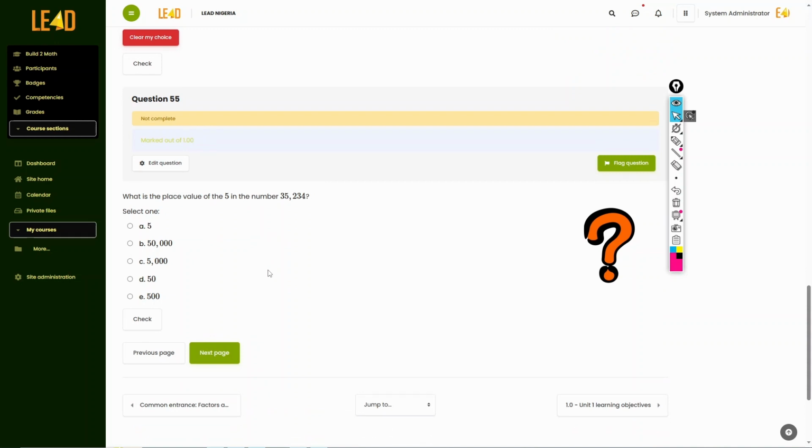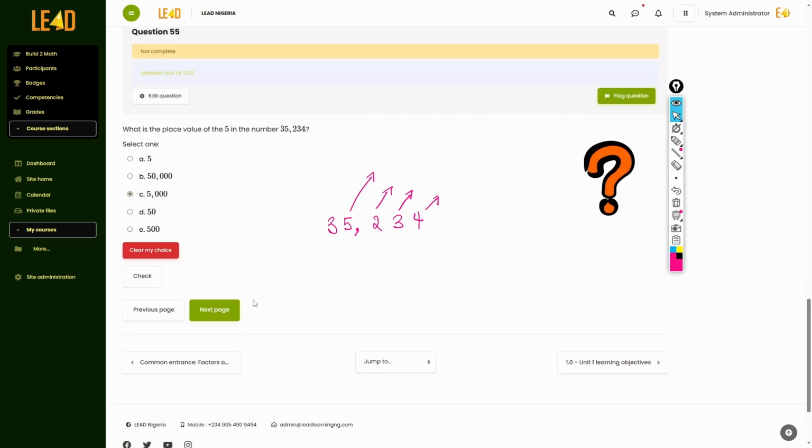What's the place value of the 5 in the number that... Okay, so we just did this. I guess the question is repeated. So this is 35,234. So if you read out, we have units, tens, hundreds, thousands. So it's 5,000. C.